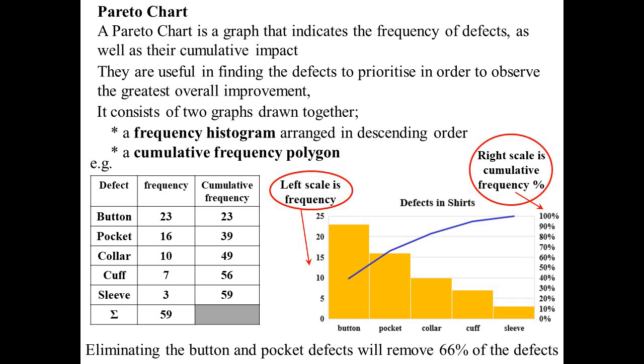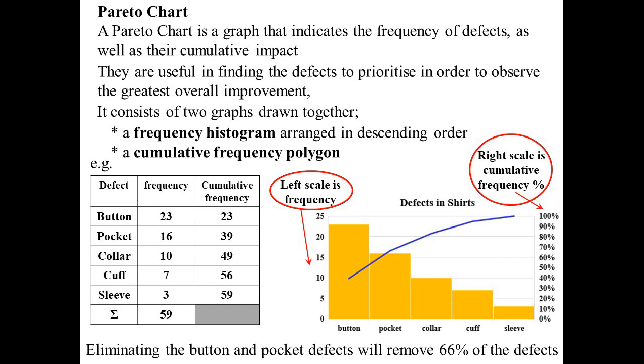So looking at that, if we wanted to work out how to fix up these shirts, now we can't fix everything up. What should we focus on in production? And I say, well look, if you just looked at buttons and pockets, just focused on those two, then this would suggest we'd remove 66% of the defects. So this is why the cumulative frequency goes up in value, so you get the biggest defect first and you can work across, and then your polygon's going up.